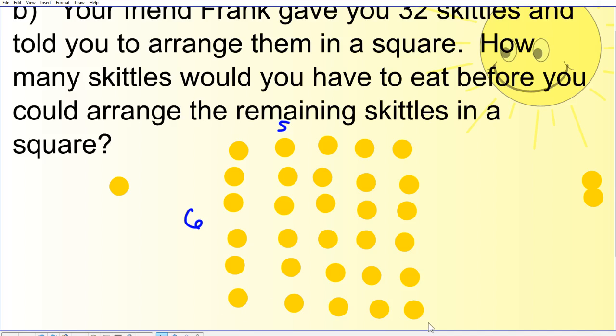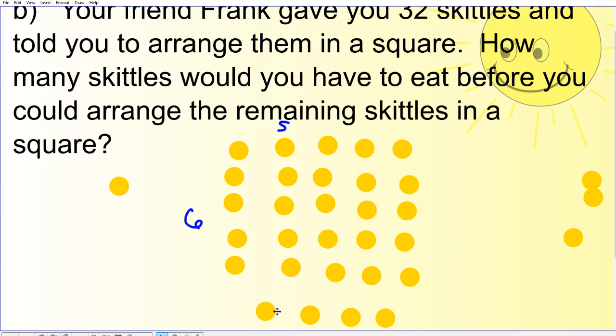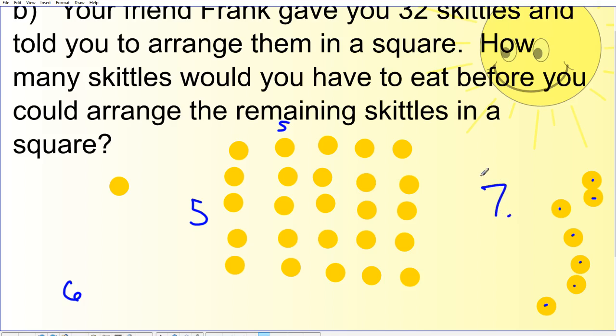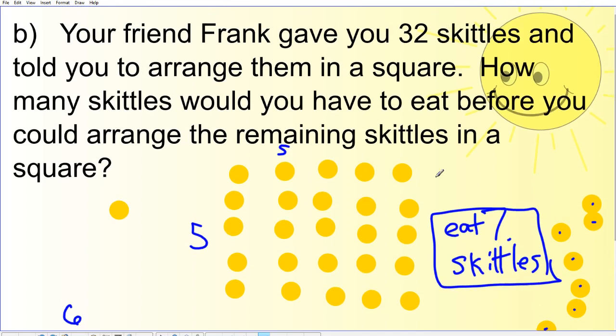So in order to make this a square, I'd have to eat these guys as well. Oh. That way they can fit on the page. Now if I eat all of those, now this has a length of 5. That has a length of 5. That would be a square. So how many Skittles would I have to eat? I'd have to eat 1, 2, 3, 4, 5, 6. I would have to eat 7 of the Skittles in order for this to be a square. Now, this was drawing a picture.